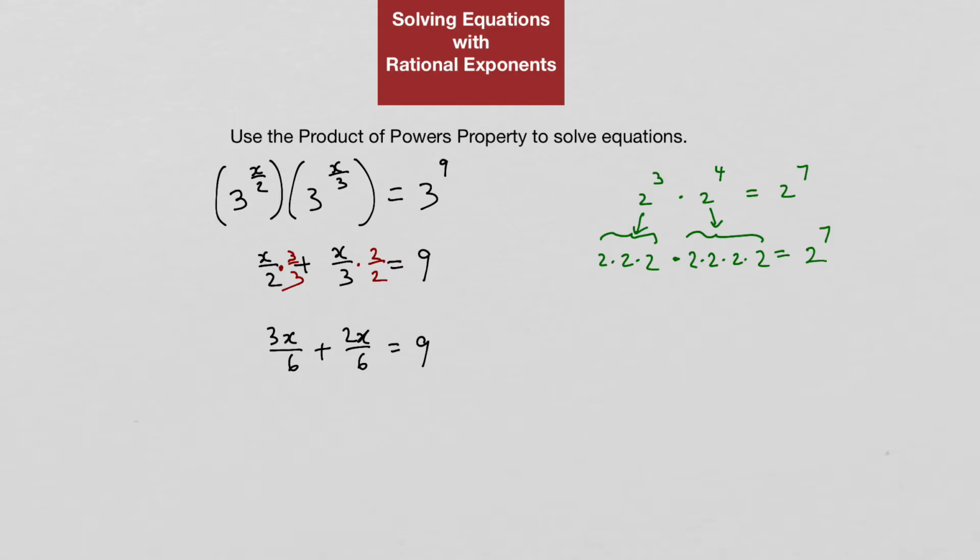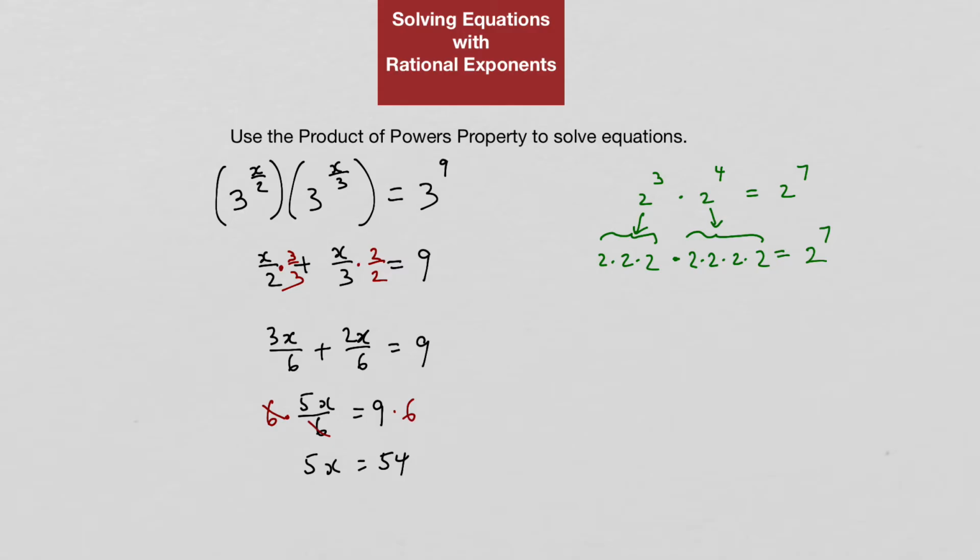Now that we have common denominators, we can add the numerators. So then this becomes 5x over 6 is equal to 9. Then we're going to multiply both sides by 6. And we do that because we want to get rid of the 6 in the denominator. And after multiplying that through, we know that this cancels out, and this gives us 5x is equal to 54.